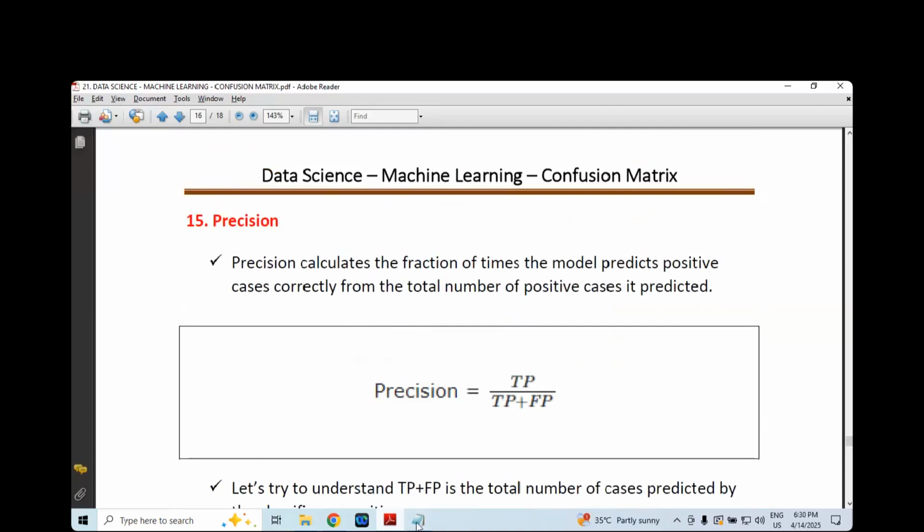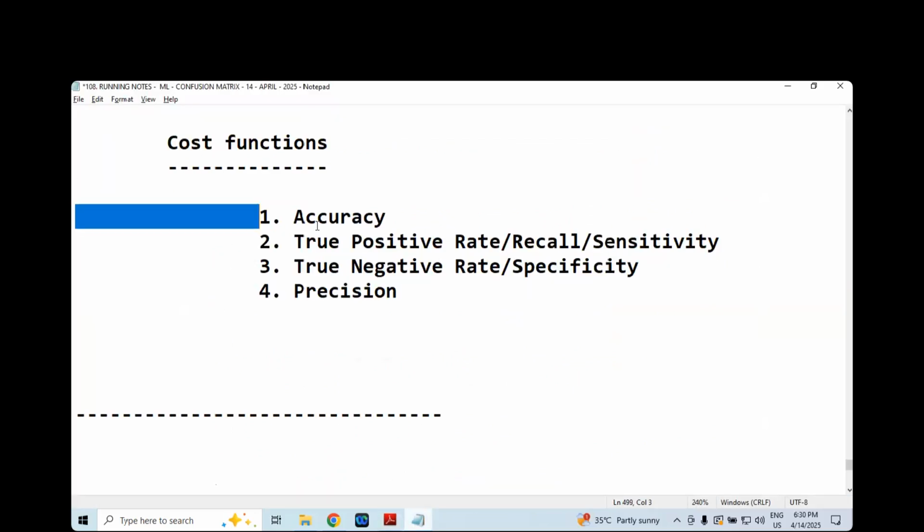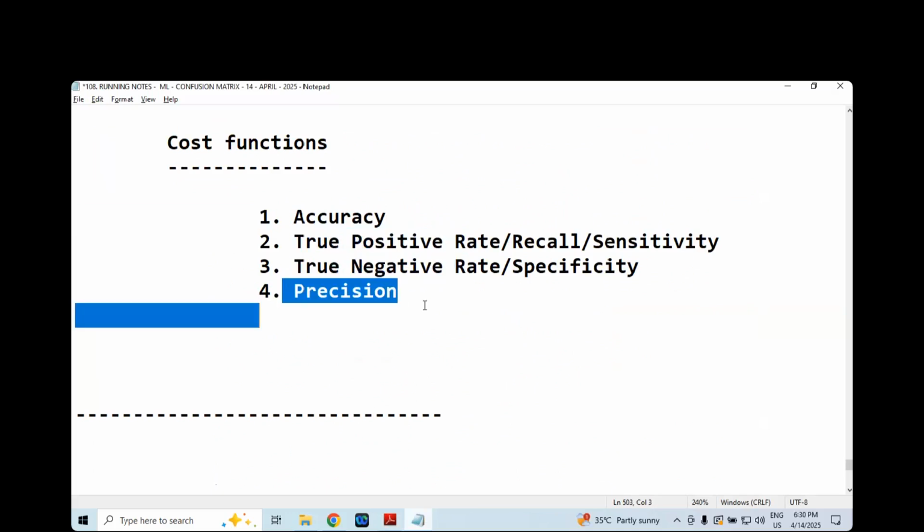But as of now, you need to remember the words: accuracy, true positive rate, true negative rate. Next one, precision.